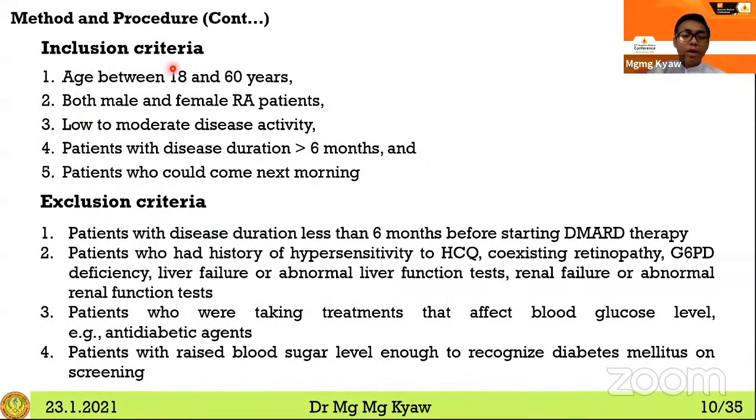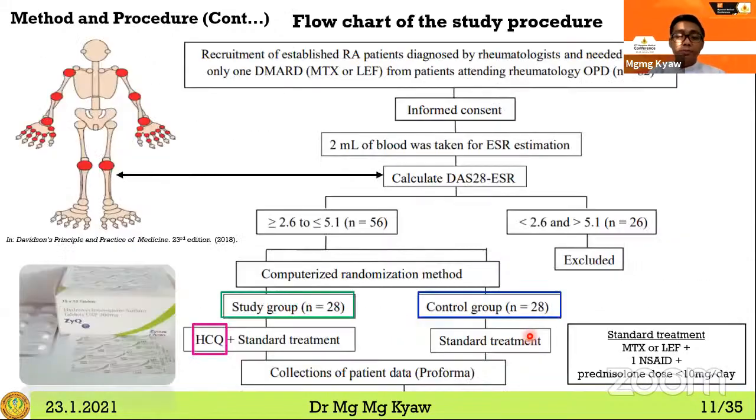Inclusion criteria of the present study were age between 18 and 60 years, both sexes, low to moderate disease activity, patients with disease duration more than 6 months, and patients who could come the next morning. Exclusion criteria of the present study were patients with disease duration less than 6 months, patients who had a history of hypersensitivity to ACE2, coexisting retinopathy, G6PD deficiency, abnormal liver function test, and abnormal renal function test. Patients who were taking treatment that affects blood glucose level.